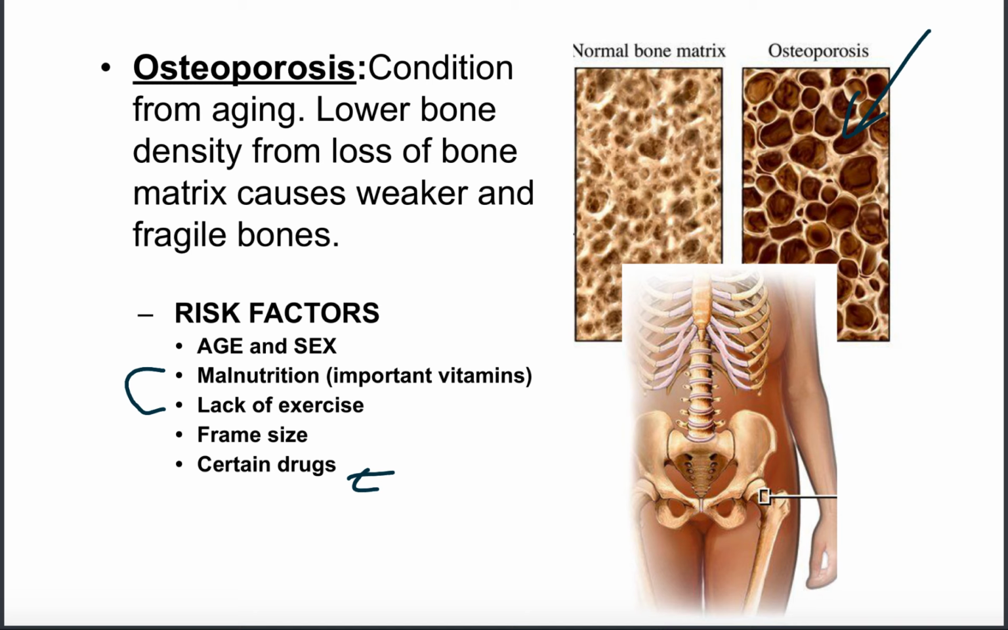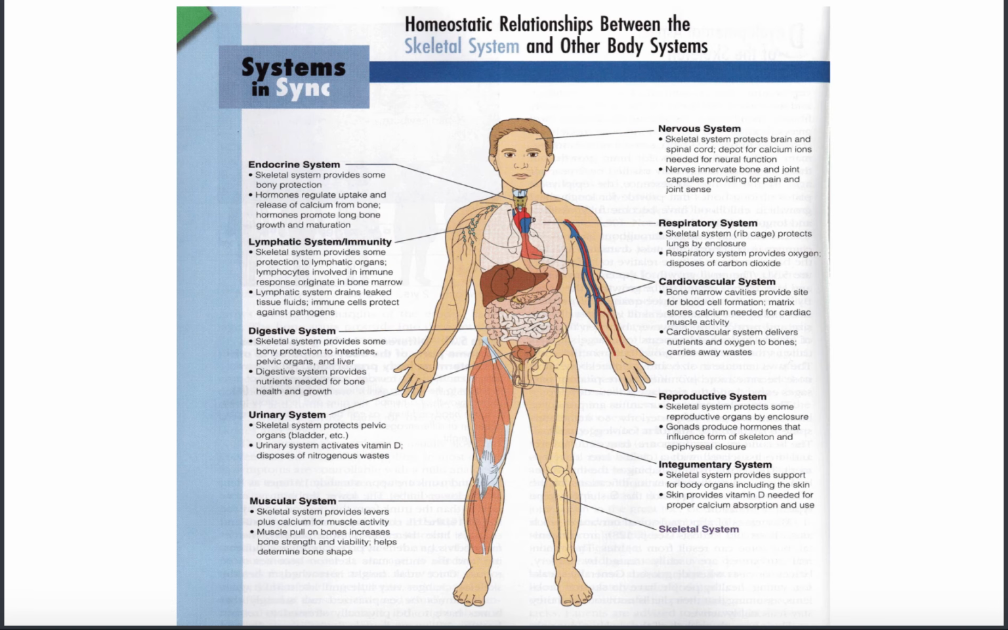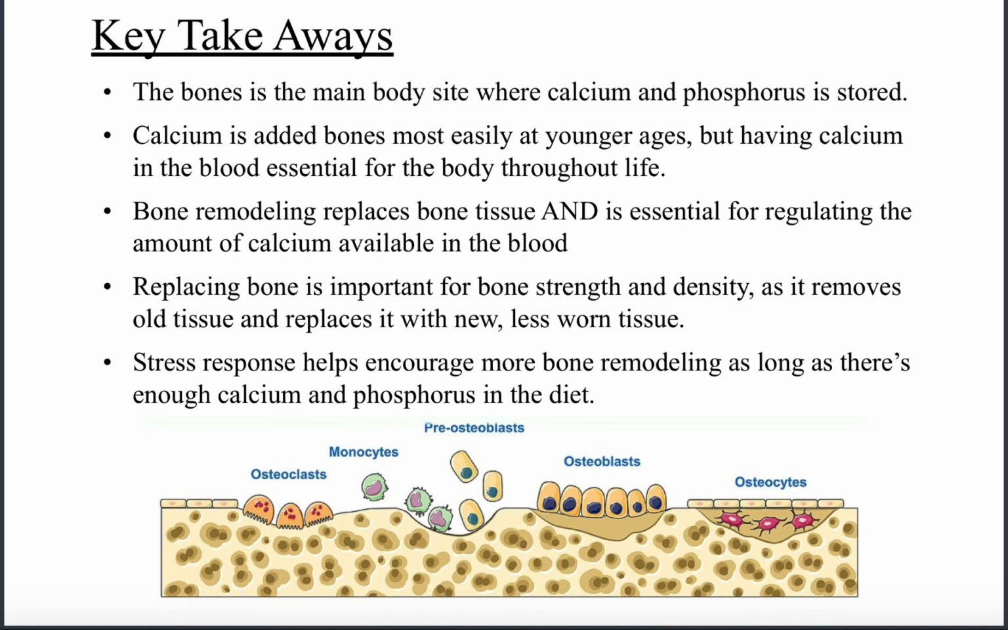Because the more strong your bones are, the less likely you're going to have mobility issues as you age, which means you're more likely to be independent and not in a nursing home as you get older. All right. So, takeaways. We've gone over that the bones are a really important storage site for calcium and phosphorus, and that when you're young, that is the best time to store calcium onto your bones so that they're more dense.